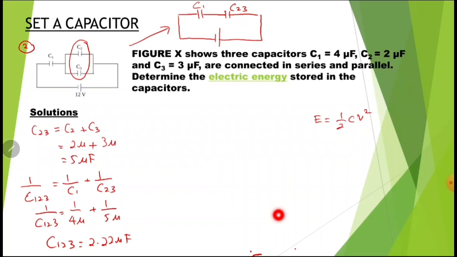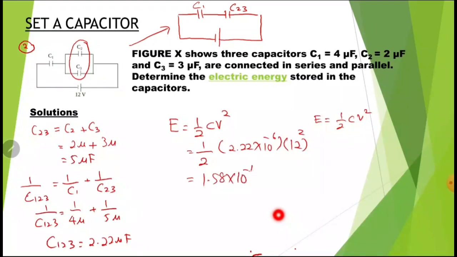So, dah dapat C tu, barulah kita boleh cari energi dia. So, E equal to 1 over 2 CV square 1 over 2. Dan kita timeskan dengan ini C kita 2.22 micro, the power of negative 6. Our V is 12 square. So, sini kita dapat 1.58 exponent negative 4 joule. So, jangan lupa unit dia.